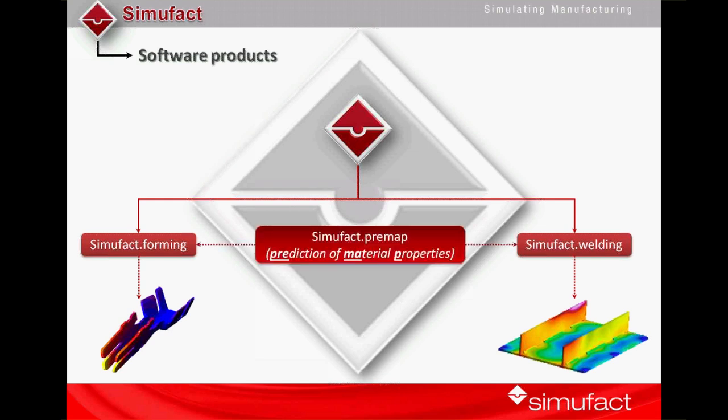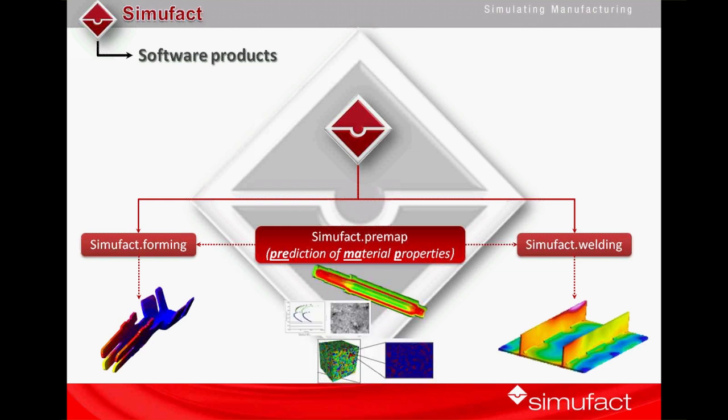In addition to these two software products, I want to mention a very important module, which is called Simufact Premap, which stands for Prediction of Material Properties. That module can be used in both the forming software and the welding software to look at aspects of phase transformation, grain size prediction, and things like hardness prediction. I'll show you an example of the martensitic hardening that can be predicted by this module.